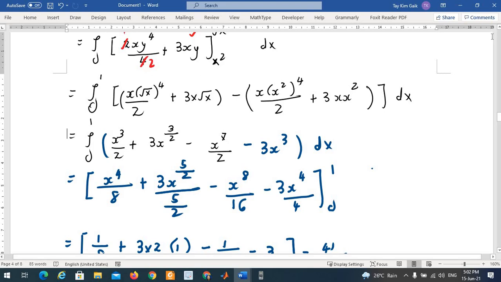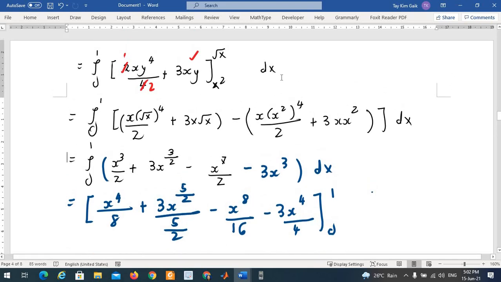Checking up to here, correct. Checking whether your upper limit is right. Okay, x times y to the power 4. So you have this one: x to the power 4 is x squared, so x cubed over 2. Here is 3x cubed. Okay, we simplify this one.